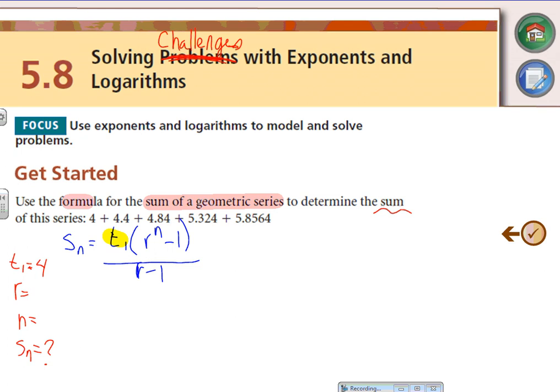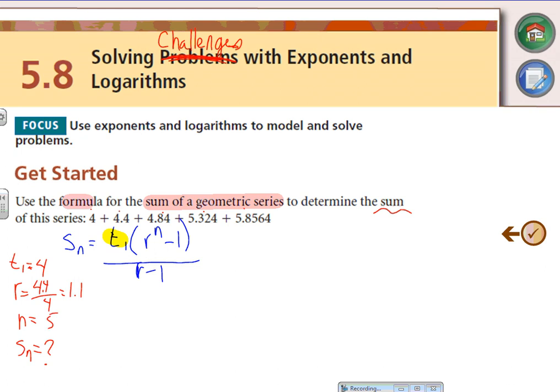R. In order to find the R, you're going to take 4.4 divided by 4, or 4.84 divided by 4.4. Doesn't matter. Any two consecutive terms, divide the second one by the first one. 4.4 divided by 4 gives us 1.1. That's our R value. N, how many terms? Just count them up. 1, 2, 3, 4, 5. There's 5 of them.